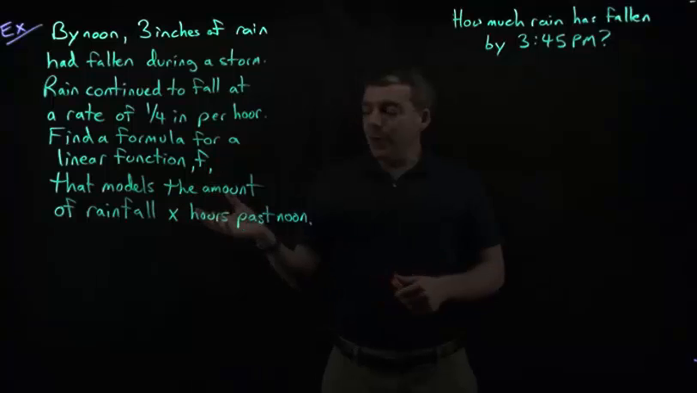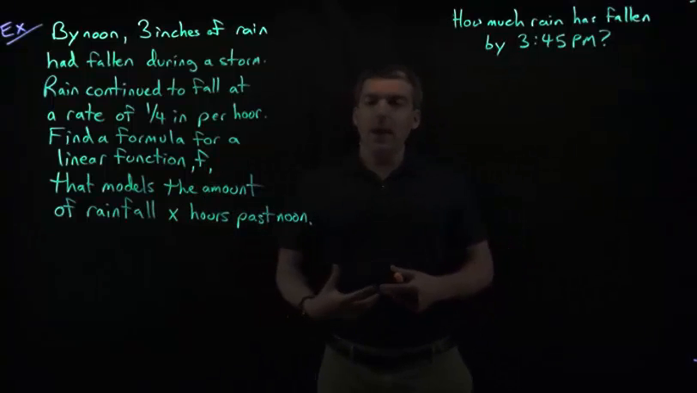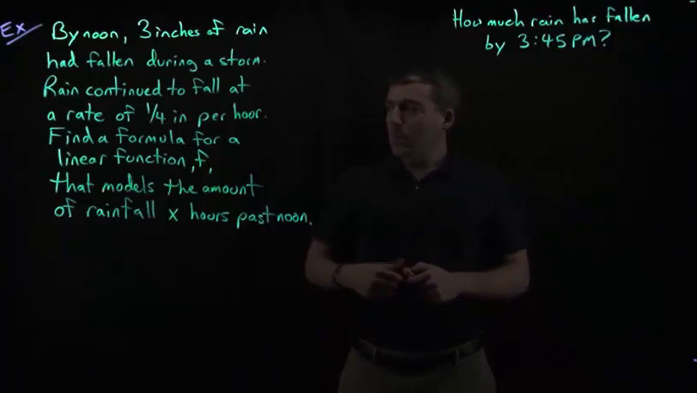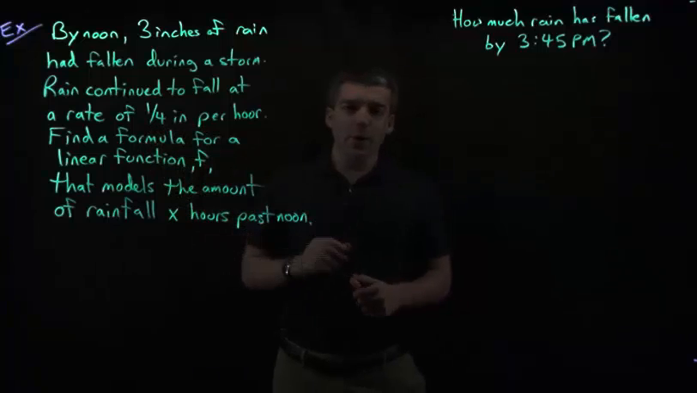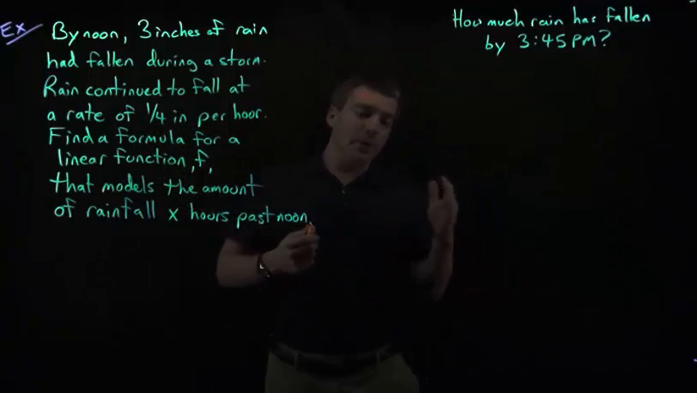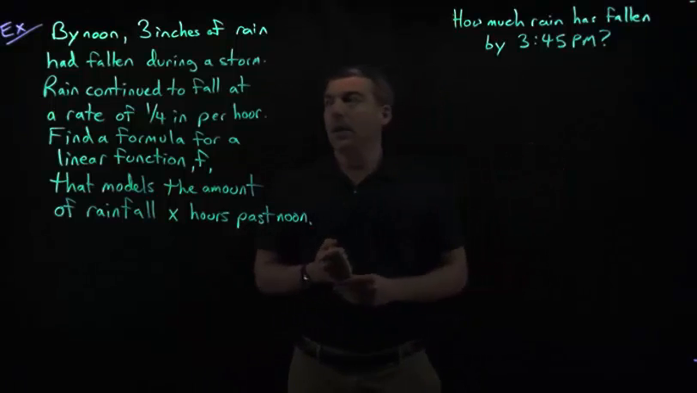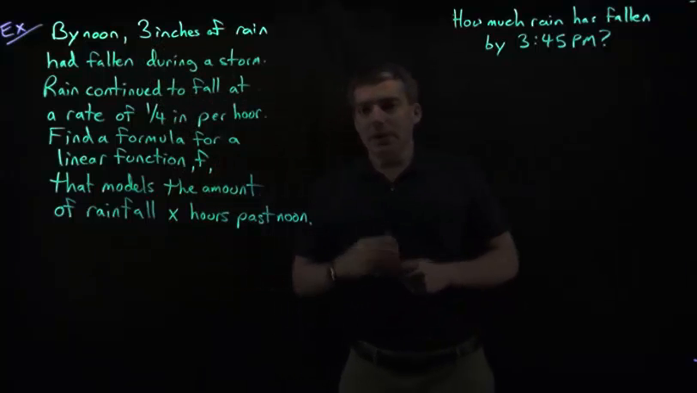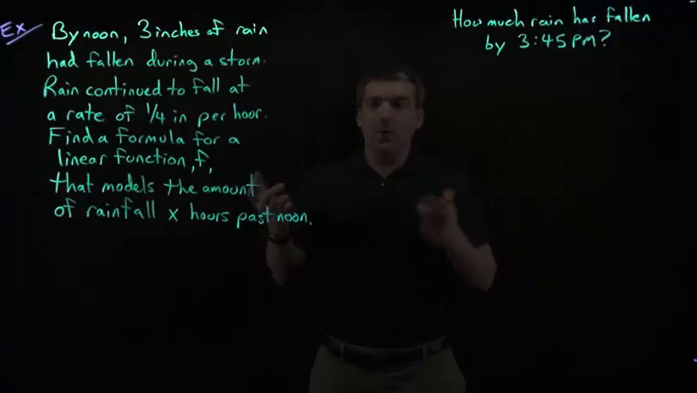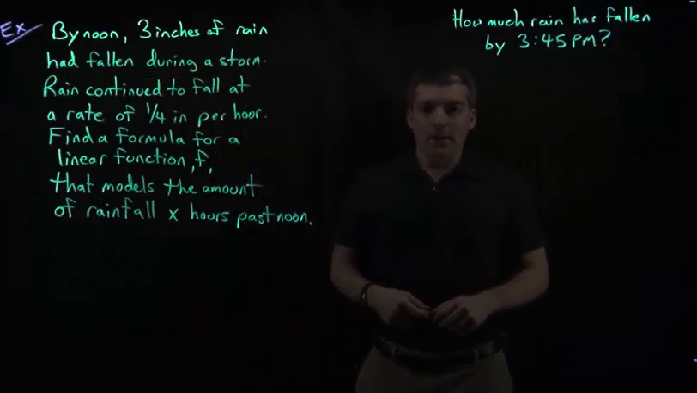So here we have a situation where we have a certain amount of rain that has fallen already, and then a rate at which rain falls after. Now, this 1/4 inch per hour is the rate. That translates to the slope. So every hour that goes by, we get 1/4 inch more rain that has fallen. The 3 inches can be considered the initial amount of rain. So at time equal to 0, or in this case at noon, we have 3 inches that has fallen already.